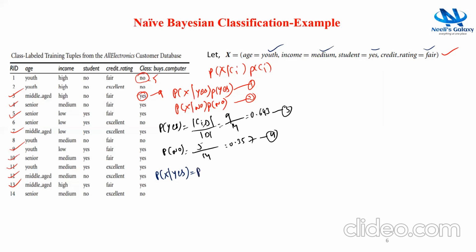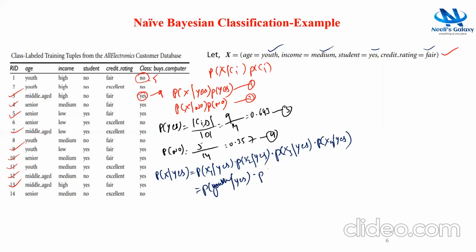So the same can be expanded as, since we are having 4 attributes, we can expand like this: P of x1 by S into P of x2 by S into P of x3 by S into P of x4 by S. Which is nothing but P of x1 by S, where x1 is youth, so P of youth by S into P of medium by S into P of student value is yes by S into P of credit rating is fair with respect to the class S.